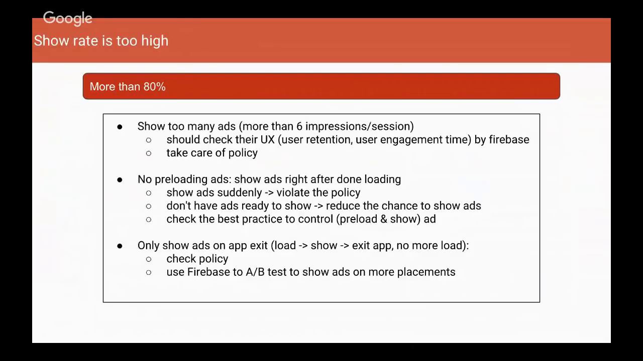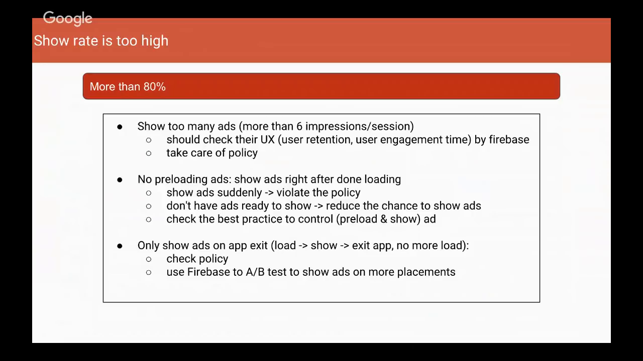Thanks, Hung. The second problem is that the show rate is too high. You may think that a high show rate is good, but it's not. If your show rate is more than 80%, that means there is some problem here. You may be showing too many ads. As you can see in my optimal value for the show rate, if you have more than 80% show rate, that means you show more than 6 impressions per session per user. That's not a good thing. You should check the user experience.